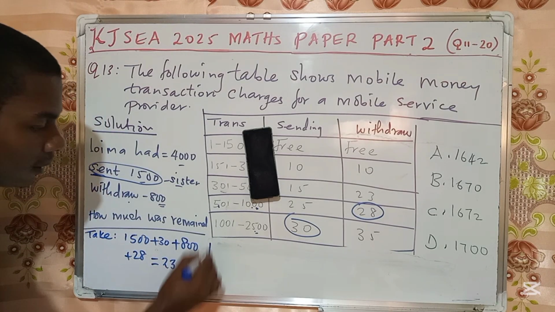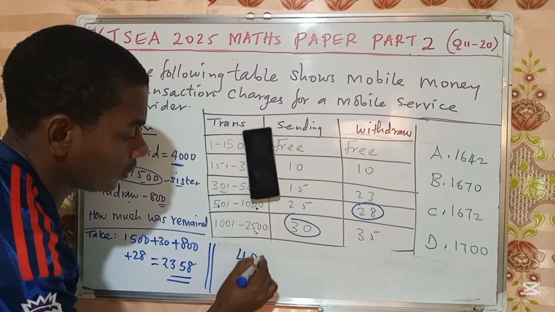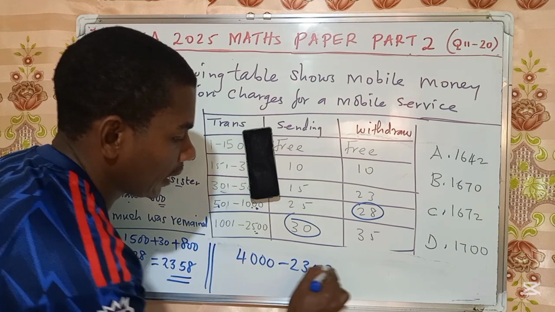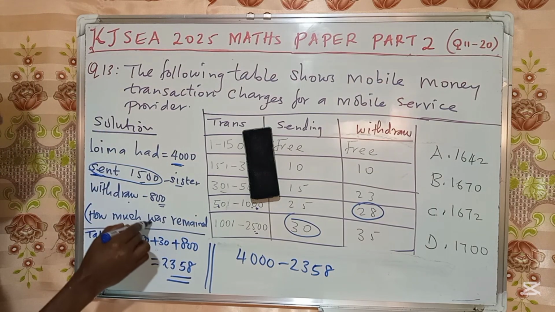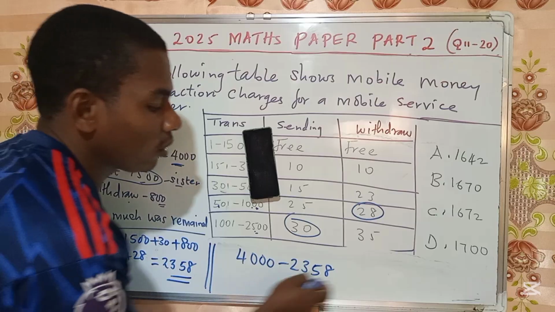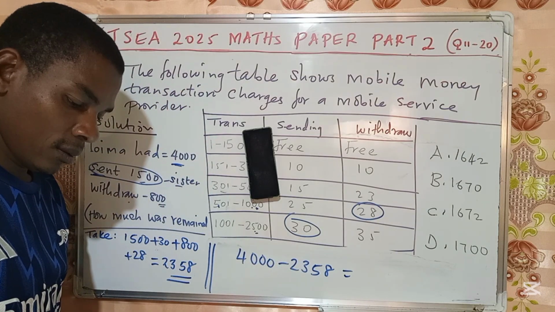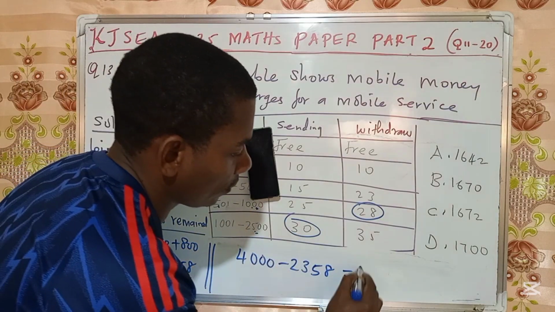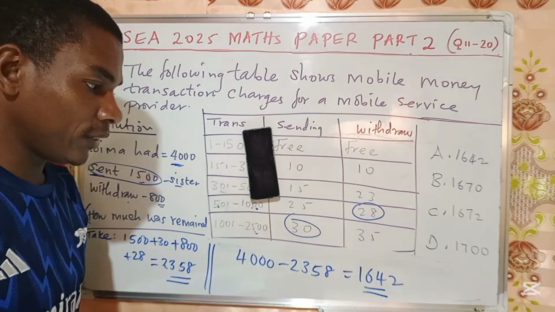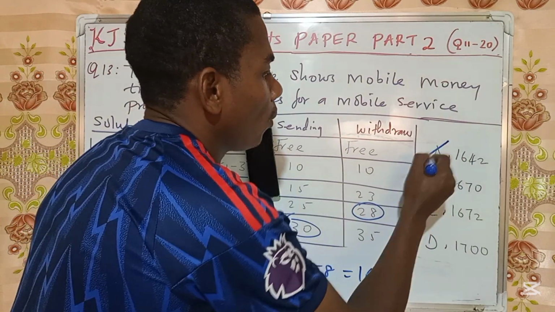This is not the answer. So you take 4,000 minus 23.58 so that we can know how much money was remained in his account. Because these have gone out, we want to know how much is what remained. 1642. This is the amount of money that was left in his mobile bank account.